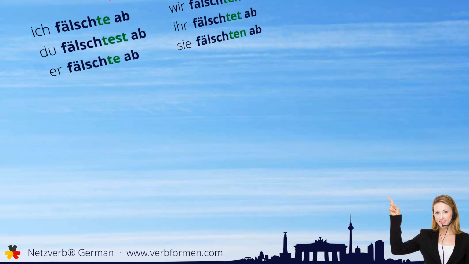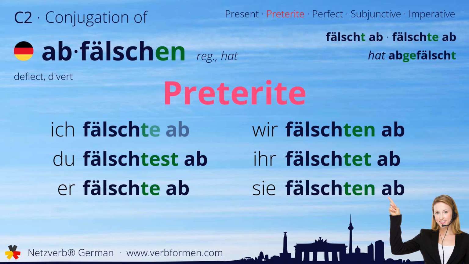Next up is the preterite. Ich fälschte ab. Du fälschtest ab. Er fälschte ab. Wir fälschten ab. Ihr fälschtet ab. Sie fälschten ab.